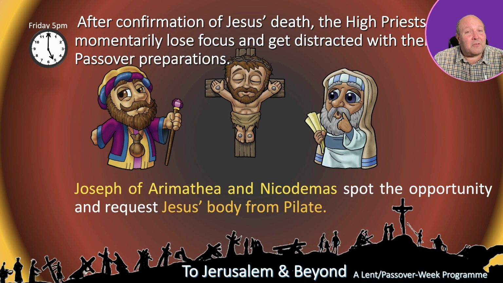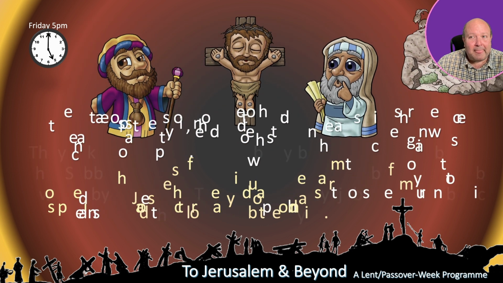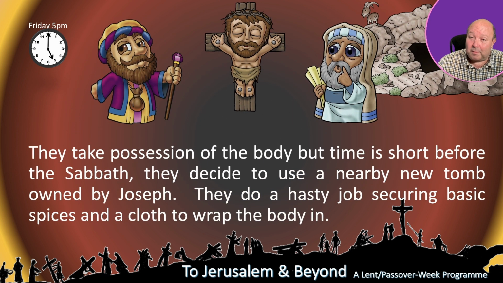So after that confirmation of Jesus' death, the high priests momentarily lose focus and get distracted with their own Passover preparations. At which point Joseph of Arimathea spots an opportunity and steps forward to request Jesus' body from Pilate. So they take possession of the body, but there's very little time left before nightfall, before evening comes. So they decide to use a nearby new tomb that's owned by Joseph. They do a hasty job securing basic spices. They get a lot of them.